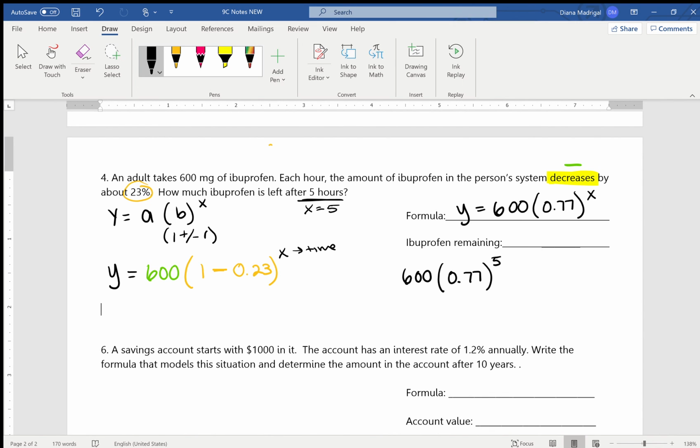I'm going to show you in the next slide how to do that in your calculator. Once you do that, your answer is going to be 162.407 milligrams, because we're talking about ibuprofen. Don't forget to label. So that's how we solve for this problem. And again, I'm going to show you how to do this in your TI Inspire.